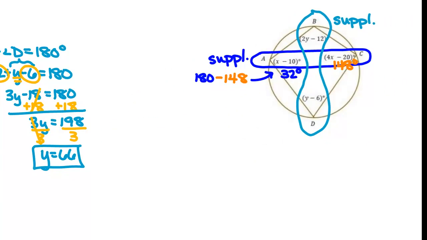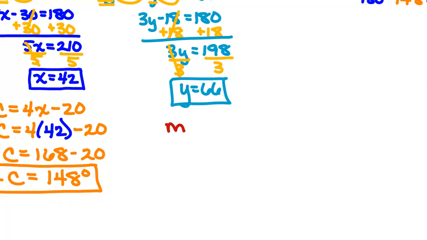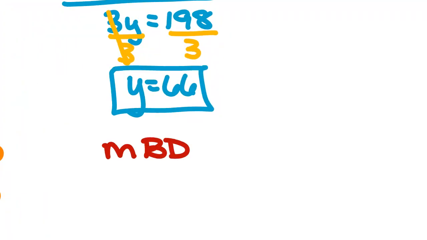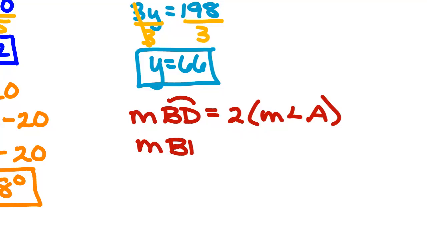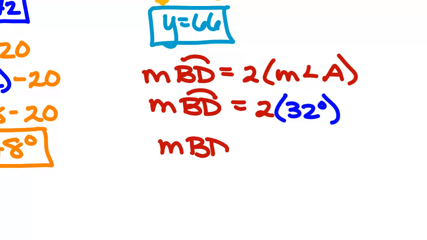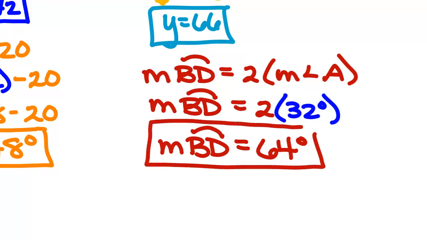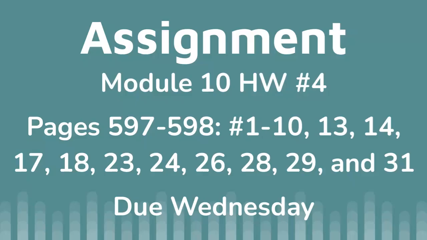If the arc has just 2 letters, then it is the minor arc. So the measurement of arc BD is equal to 2 times the measurement of angle A. And we just said that angle A was how big? 32. So I have 2 times 32, 64 degrees. Arc BD is 64 degrees. It could not be the other way around because it had to be a minor arc, had to be less than 180.